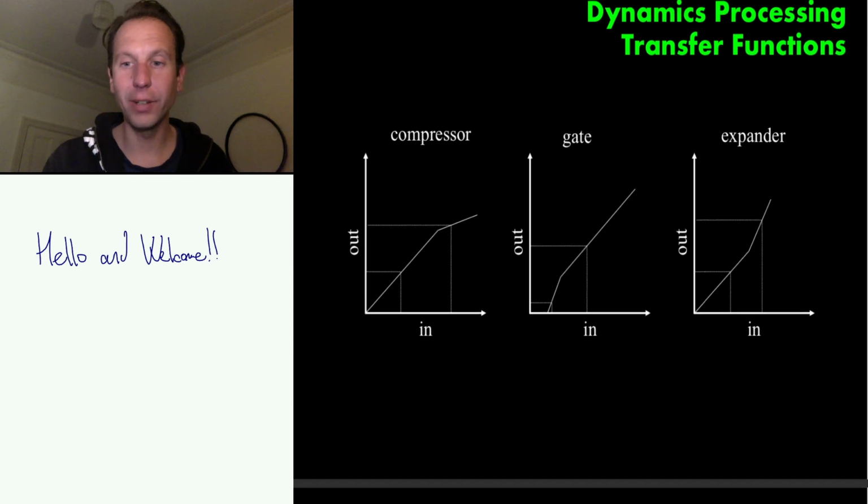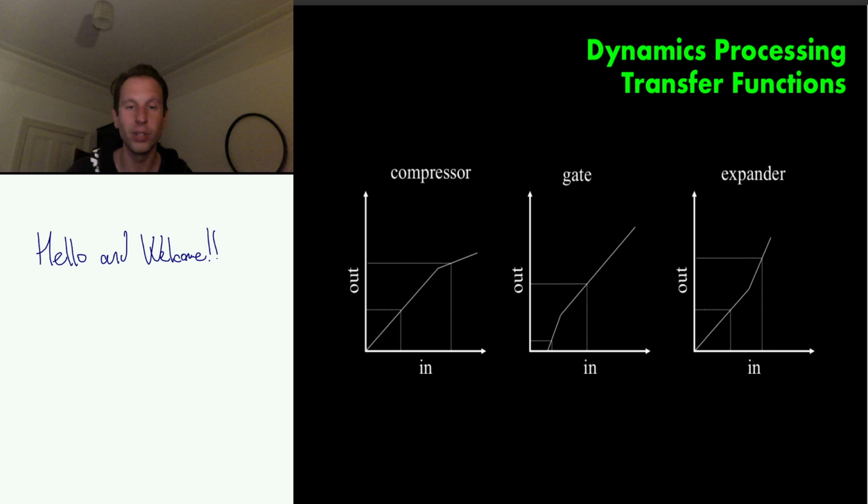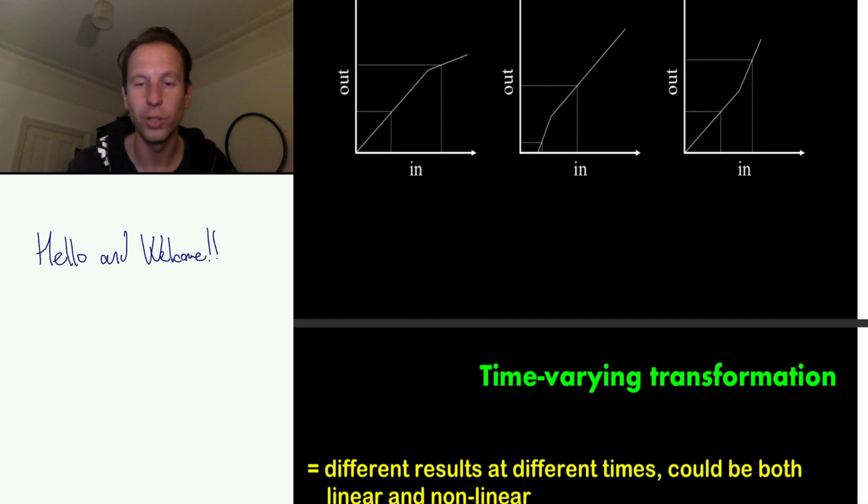And then the final three transfer functions here will be the ones that you might have seen previously, which relate to dynamics processing. So there is a compressor, there is a gate, and there is an expander. But I will talk about these in more detail in a bit.